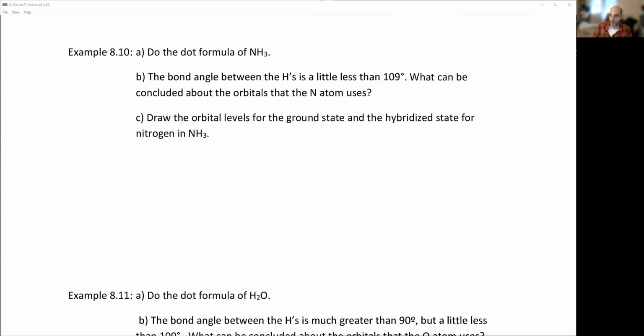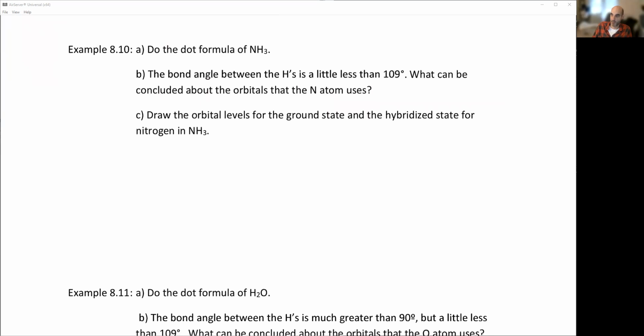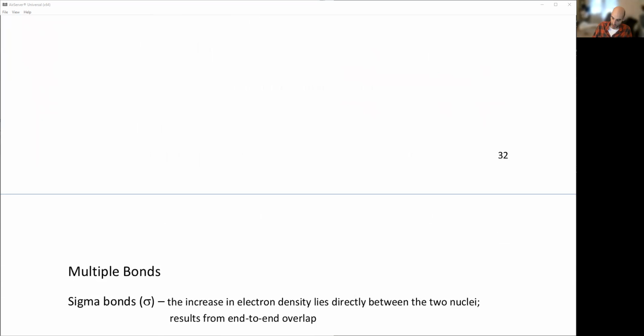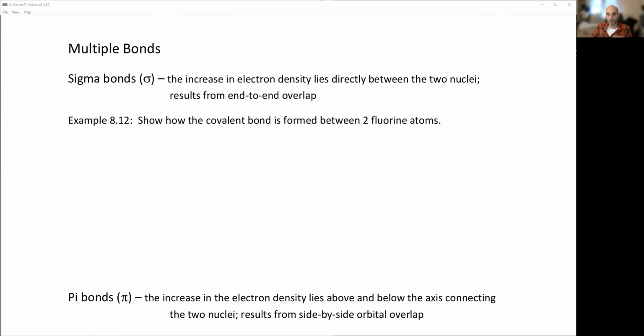The bond angle between hydrogens is a little less than 109. What can be concluded about the nitrogen atom? Draw the orbital level diagram. So let's hybridize this. Let's hybridize water. And let's move on to looking at multiple bonds. So give those a try. We're going to go over those in class.